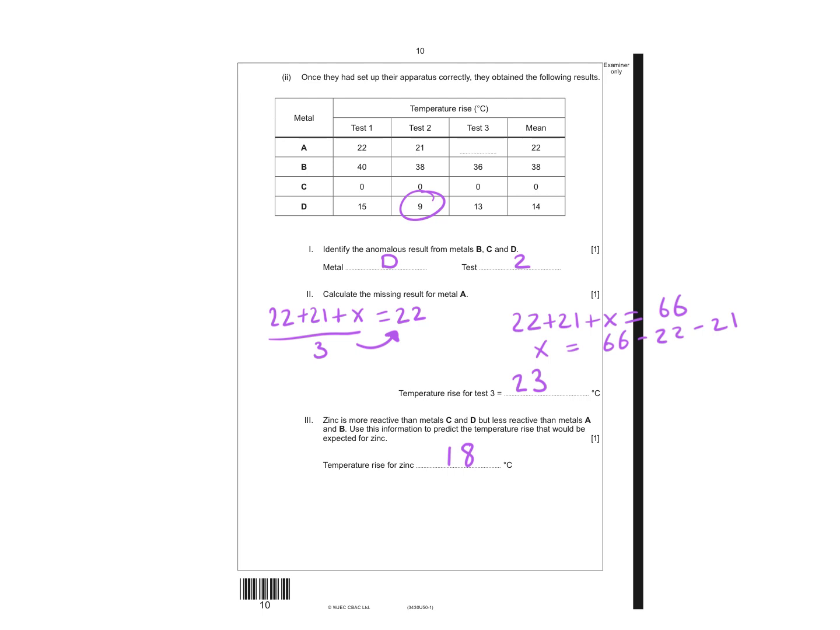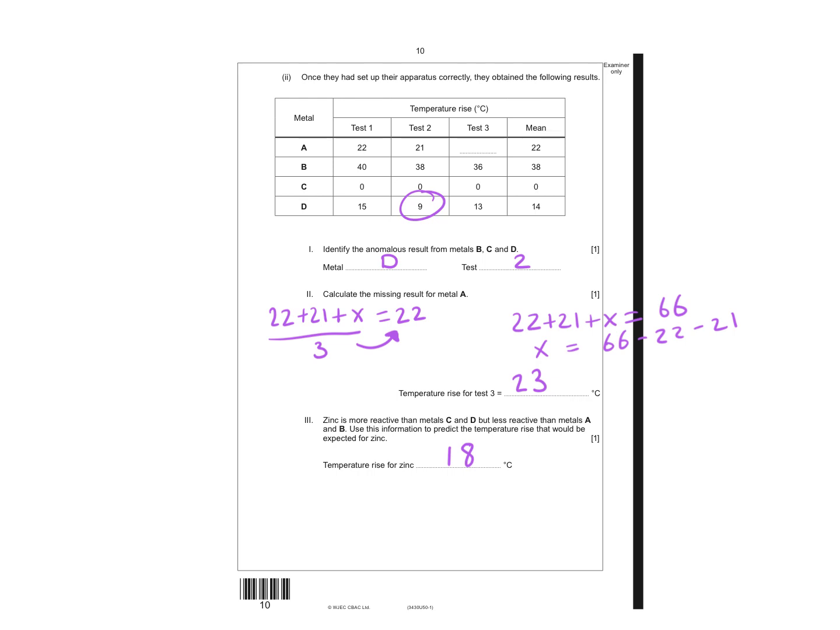And then calculate the missing result for metal A. So we've got a mean and we've got two results. So I took it to be x, so we had 22 plus 21 plus x, which is that space there, divided by 3 equals 22. So then I rearranged my equation and I ended up with 23.